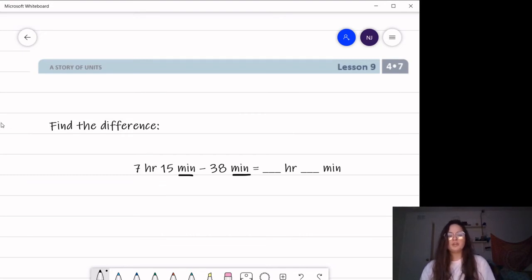If you've been watching the concept development videos with me this week, then you would know that when we subtract, I'm going to start with the smaller units because that's what we do with whole numbers. So I'm going to be subtracting minutes from minutes. I'm subtracting 38 from 15. Remember I said in previous videos that if the smaller number, because this is what we're subtracting from.